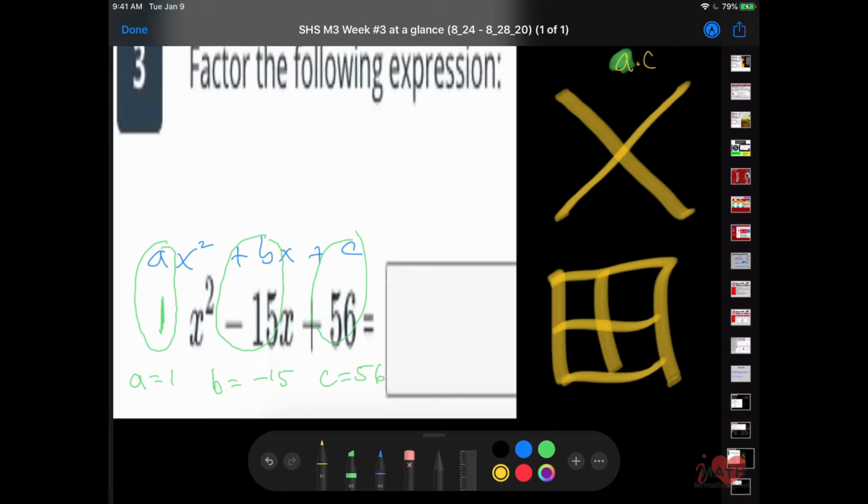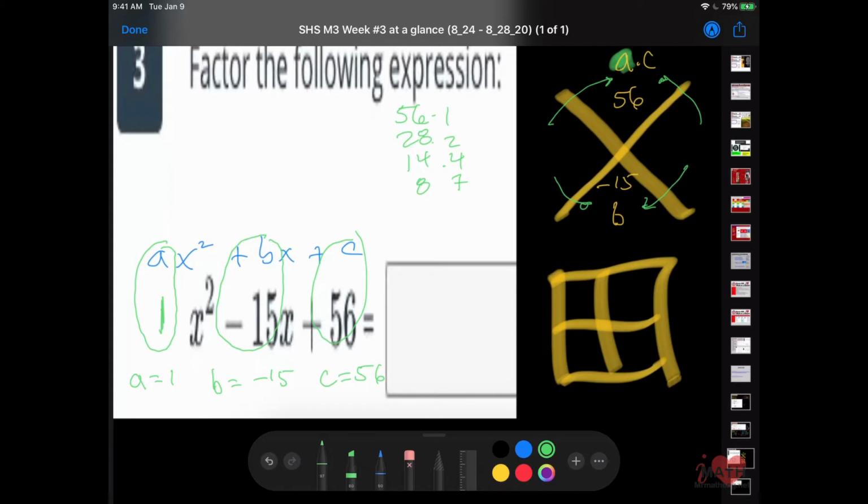A times C is 56. And your B value is negative 15. I need two numbers whose product is 56, but their sum, or adding, is negative 15. Now I'm going to list out all the factors of 56. So I got 56 times 1, 2 times 28. Can 3 go in there? No. 4 goes in there 14 times. 6, nope, 7 times 8. Okay, these are all the factors, or numbers that multiply to be 56.